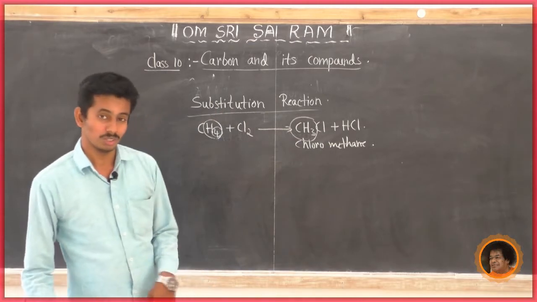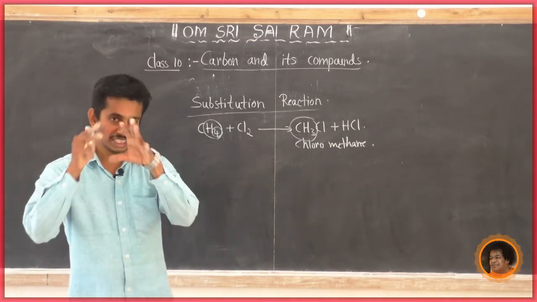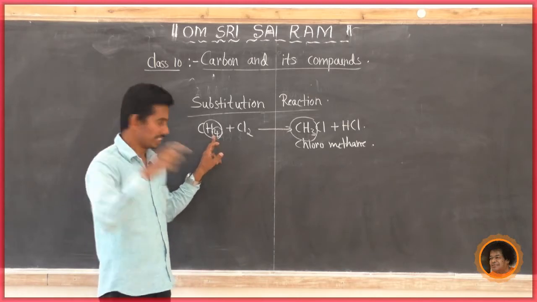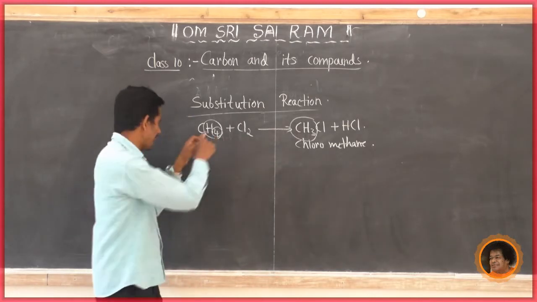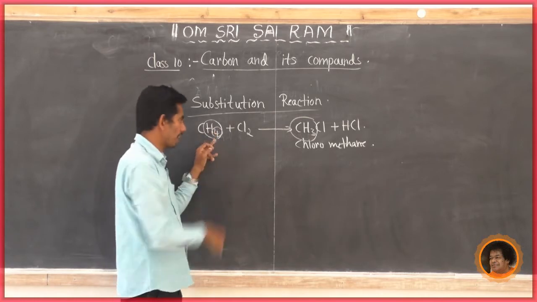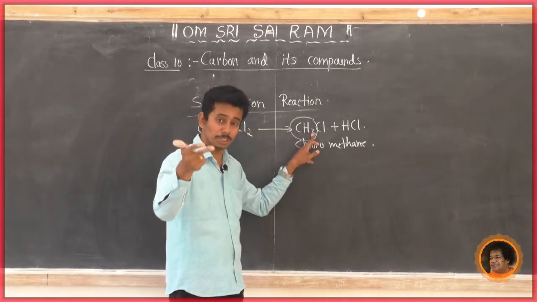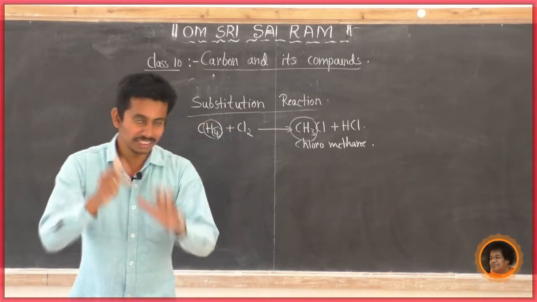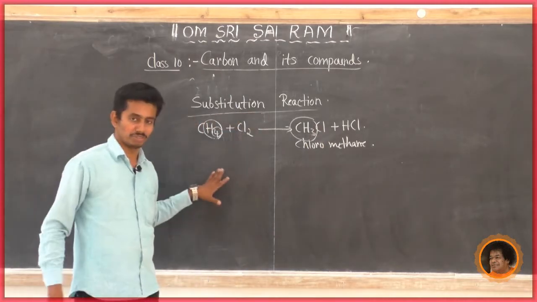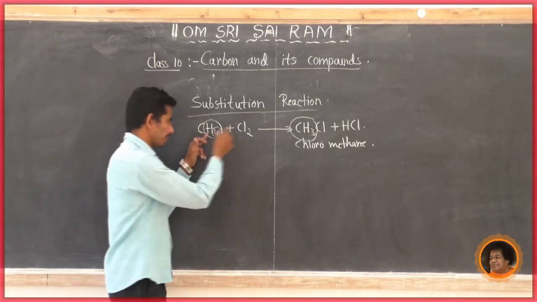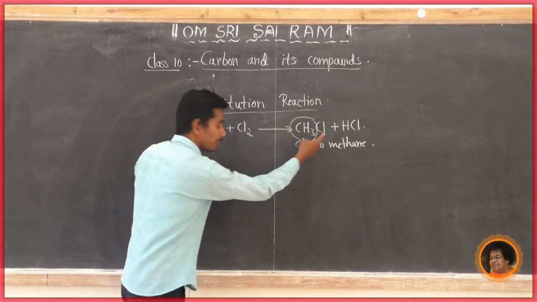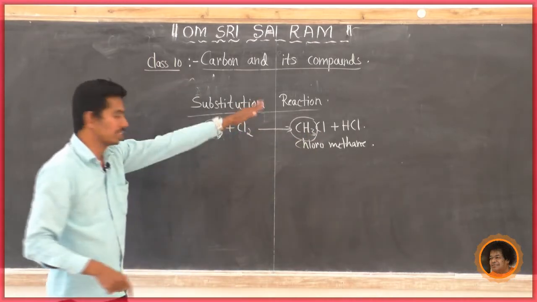Why? What is the reason? What do you mean by substitution reaction? In a reaction, one atom or group of atoms, in this example one atom, it means hydrogen, is replaced by another atom in a molecule. This is called substitution reaction. Very simple. Here hydrogen is replaced by chlorine, so it is called substitution reaction.